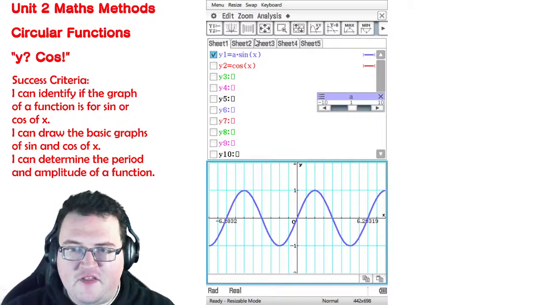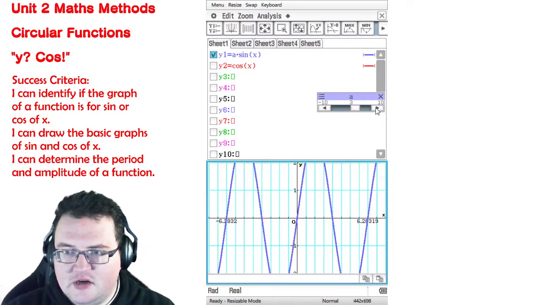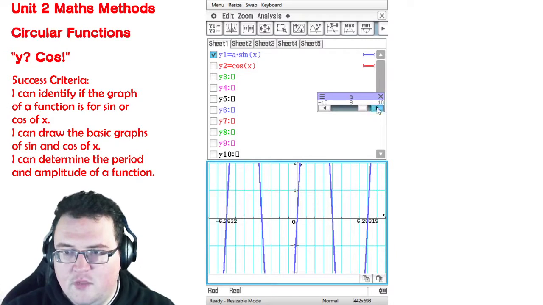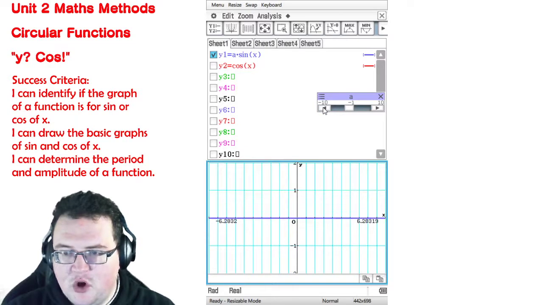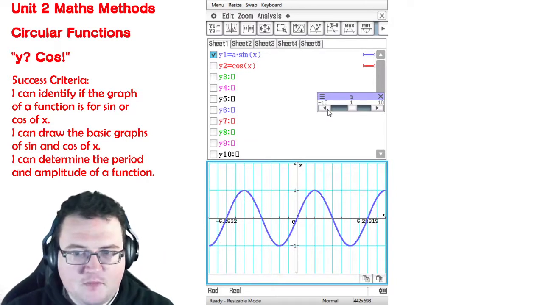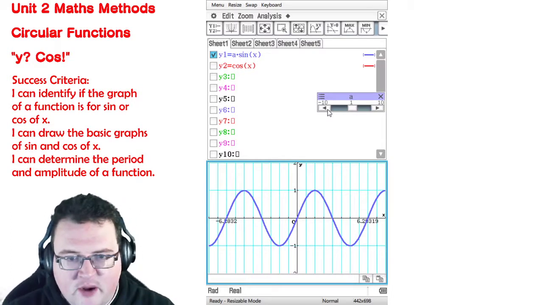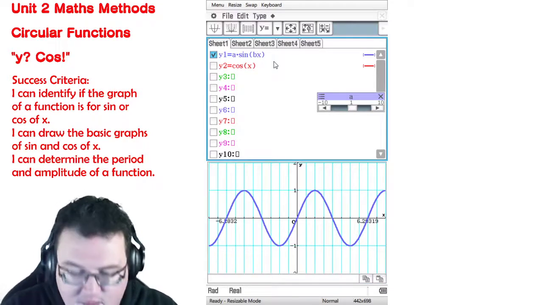So the number that goes out the front of your trig functions controls the amplitude. So in this case here, a is 1, so it goes from 0 to 1 or 0 to minus 1. But I can stretch it more and more and more. But what you'll notice is that those intercepts do not change. Those intercepts always are the same. All that's changing is how far the graph stretches. Unlike when you're dealing with parabolas, they do not change.